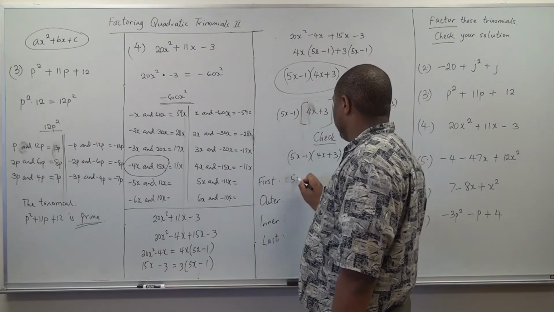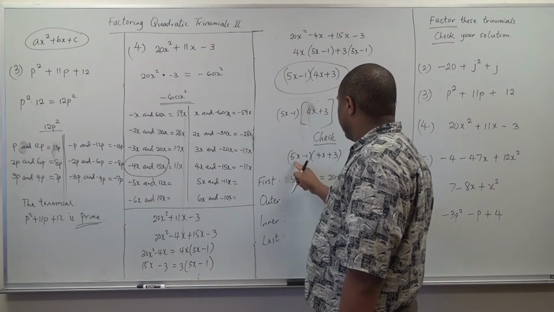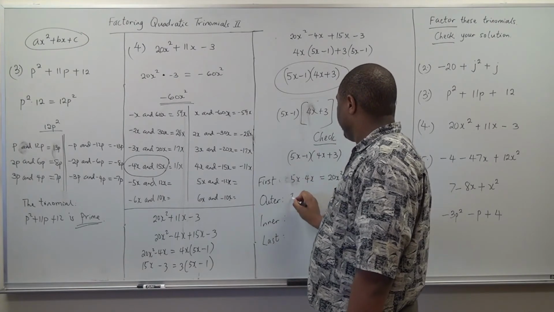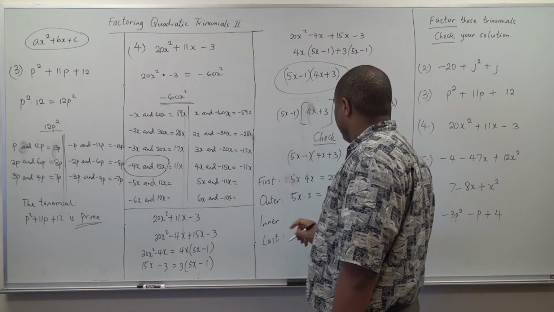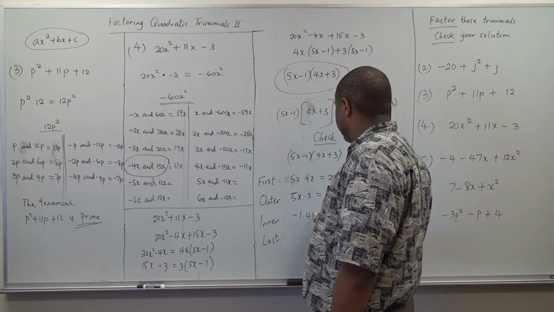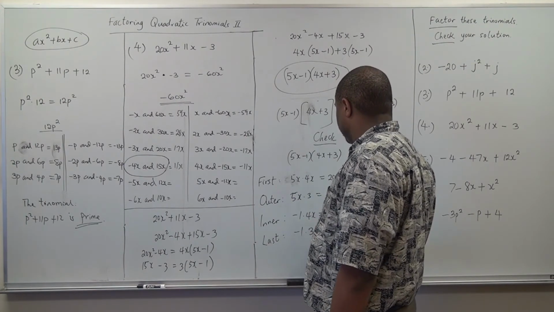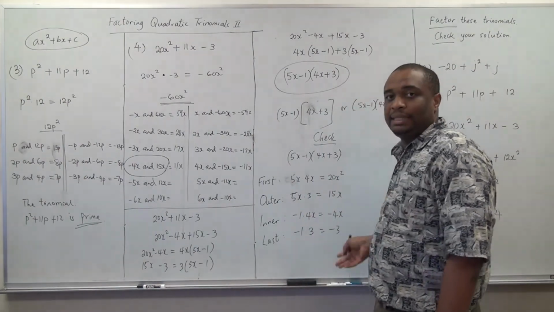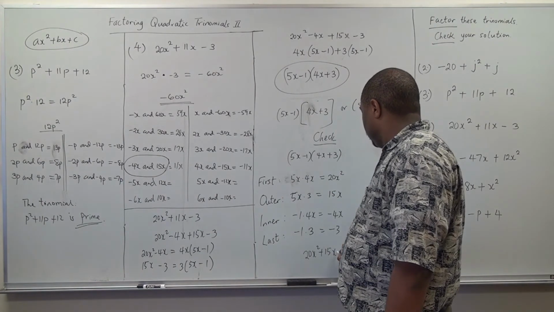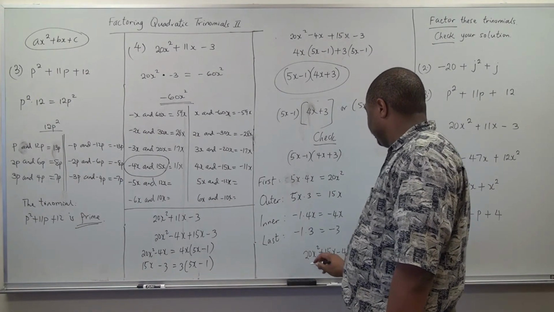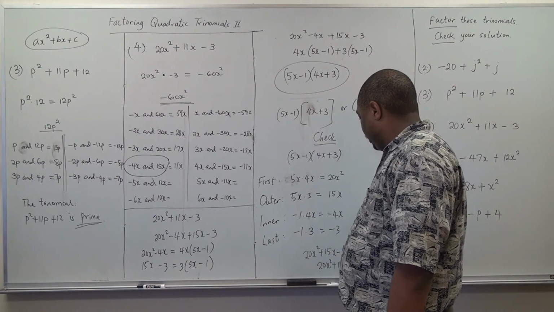First is 5x times 4x, which is 20x squared. Then the outer is 5x and 3, so 5x times 3 is 15x. The inner is negative 1 times 4x, which is negative 4x. And then the last is negative 1 times 3, which is negative 3. Then you write it as is: 20x squared plus 15x minus 4x minus 3. So this is 20x squared plus 11x minus 3.